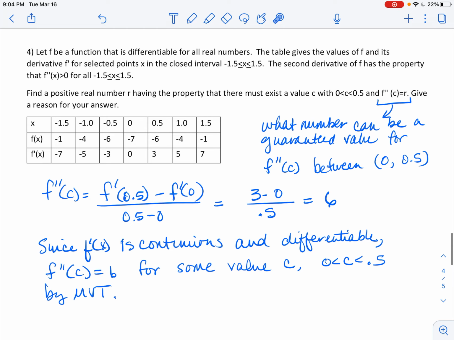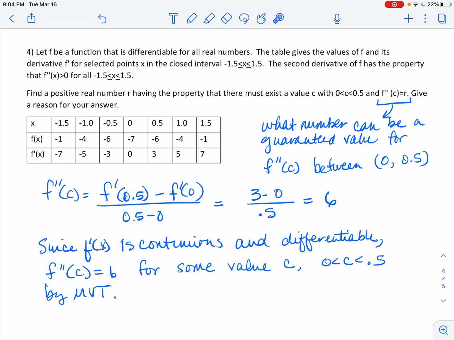In our next example, let f be a function that is differentiable for all real numbers. The table gives the values of f and its derivative f prime for selected points x in the closed interval from negative 1.5 to 1.5 inclusive. The second derivative of f has the property that f double prime of x is greater than 0 for negative 1.5 to 1.5 including. Find a positive real number r having the property that there must exist a value c between 0 and 0.5. So we want to find a value c between these two. And f double prime of c is equal to r. Give a reason for your answer.